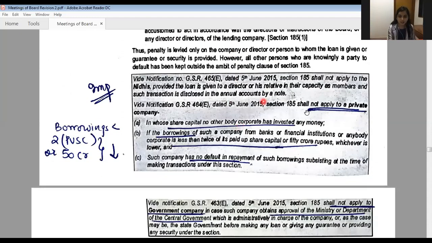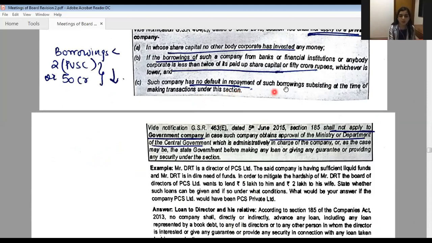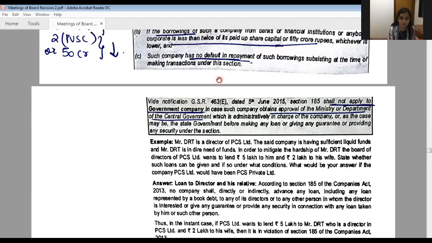Next, section 185 shall not apply to a private company. This is an important point: section 185 shall not apply to a private company in whose share capital no other body corporate has invested, and if borrowings are less than twice the paid up share capital or rupees 50 crore, whichever is lower, and such company has made no default in repayment of borrowings subsisting at the time of making transactions under this section. Also, section 185 shall not apply to a government company which has obtained approval of the Ministry or Department of the Central Government.